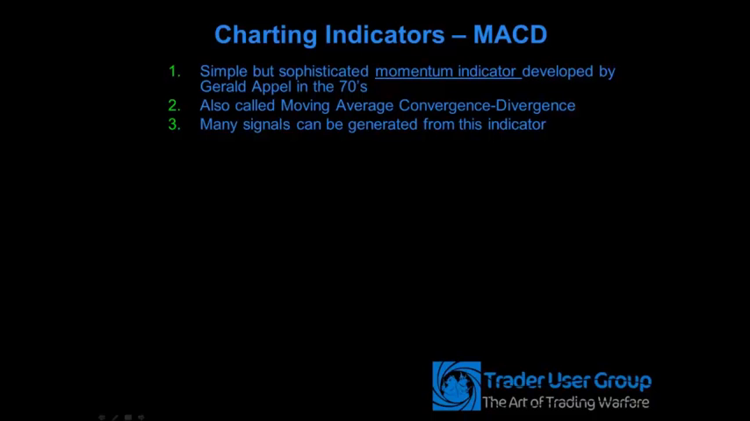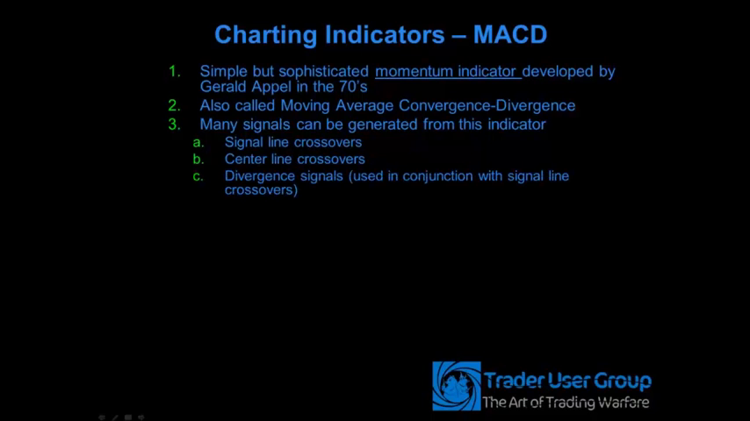Now, the other thing, like the RSI, the MACD can generate a number of different signals, and you've got to understand how to look at these different signals. There is first the signal line crossovers. Those are the ones that I think most traders are familiar with. But another one is center line crossovers. I think some traders use that, but many don't. They're not even aware of it. And then finally, divergence signals.